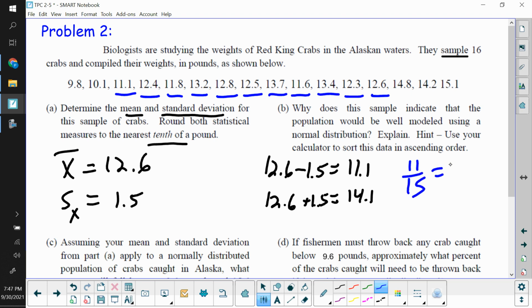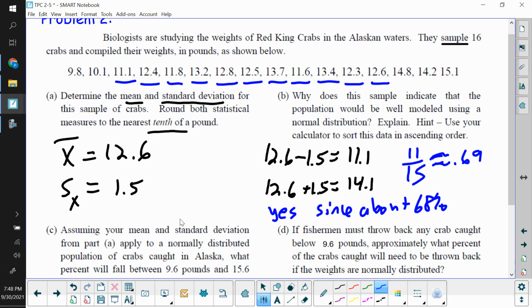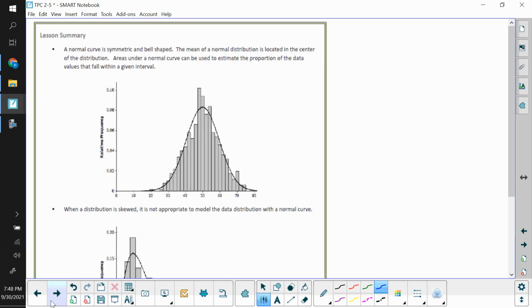If we divide that and look at it as a decimal, it's approximately 0.69. So we want to know if this would be well modeled with a normal distribution. So 0.69 is pretty close to that 0.68. So we would say yes, since about 68%. And we're going to skip C and D.